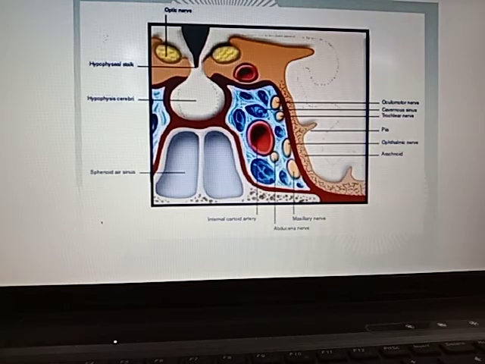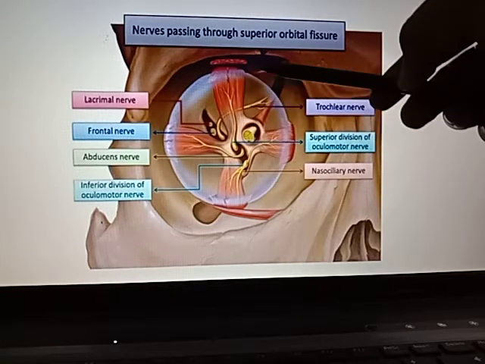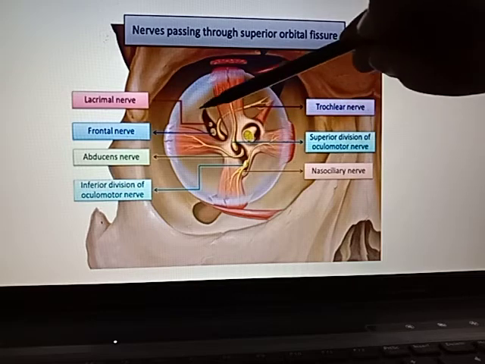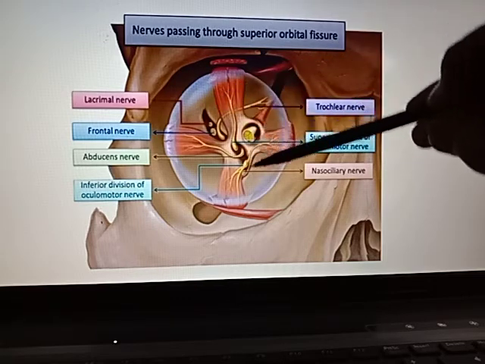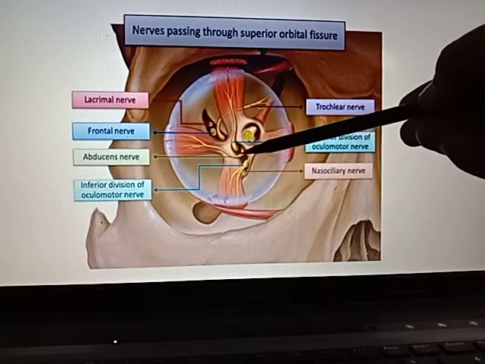This is the intracavernous part. Okay. Then the nerve, after passing through the intracavernous part, comes out through the superior orbital fissure, and it has one superior division and one inferior division. In between the two divisions there is the abducens nerve.